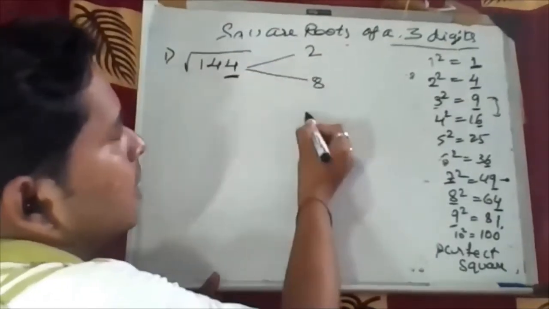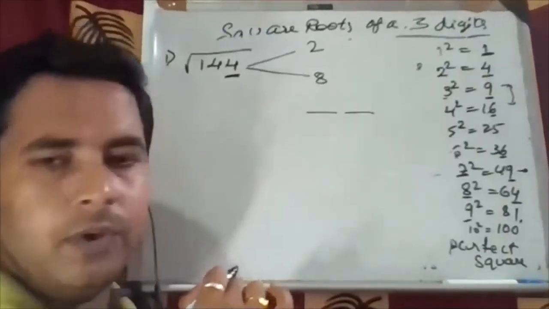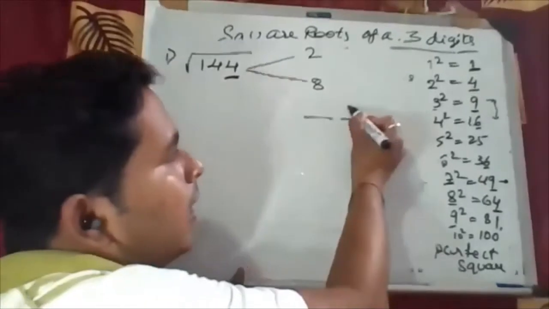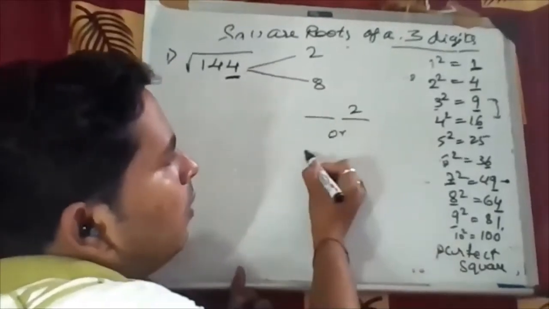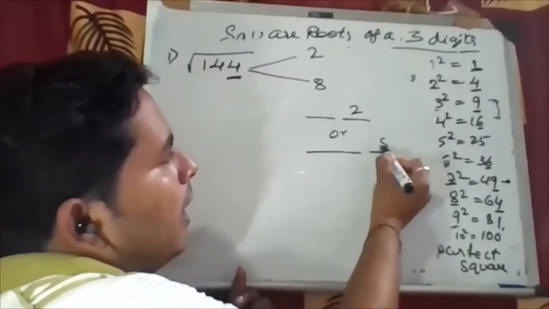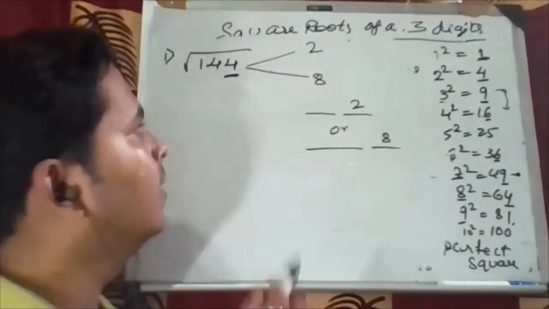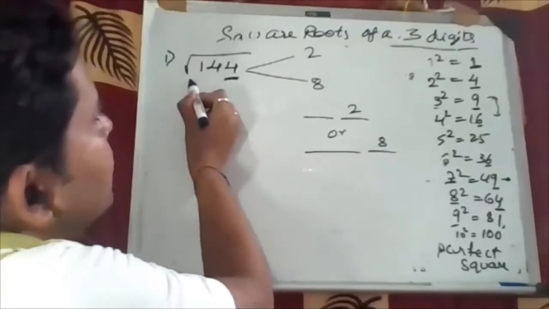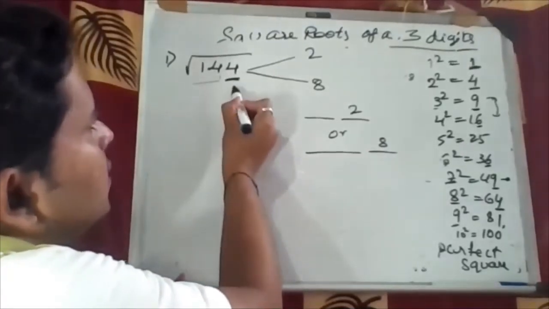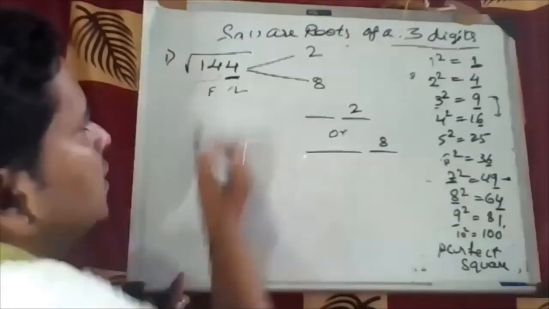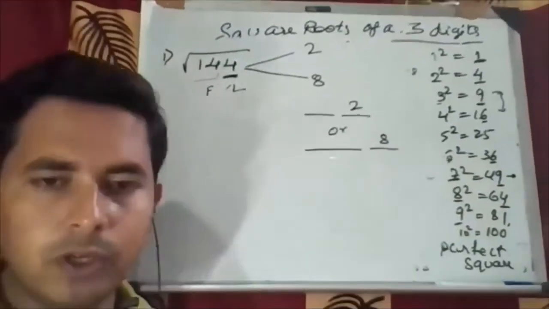The answer of this will be a 2-digit value. Okay, in the 2-digit value, what should the last digit be? Either 2 or 8. Either 2 or 8. Then the question comes, how to find the second digit? This is the last digit, and this is the first digit. How to find the value of the first digit?